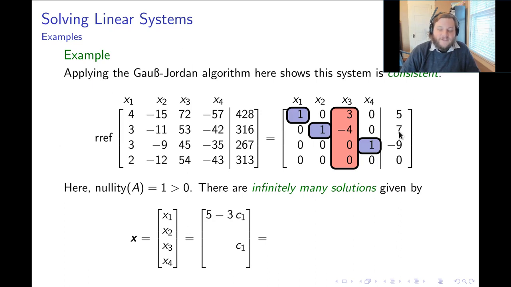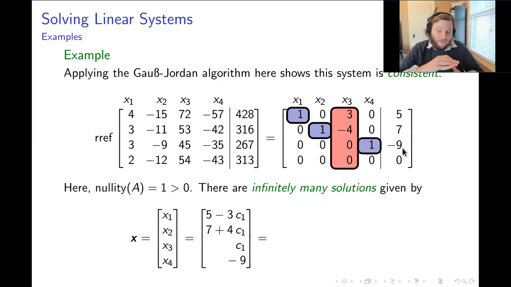If we look at the second equation of the system, that is x2 minus 4x3 equals 7. But we're setting x3 equal to c1. And if we solve for x2, we get 7 plus 4c1. Finally, what is the third equation here in the reduced row echelon form? The third equation is demanding that the fourth variable x4 equals -9. So we have to put that in the solution vector.